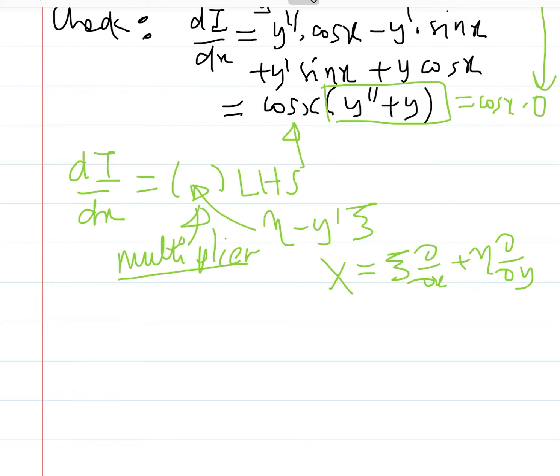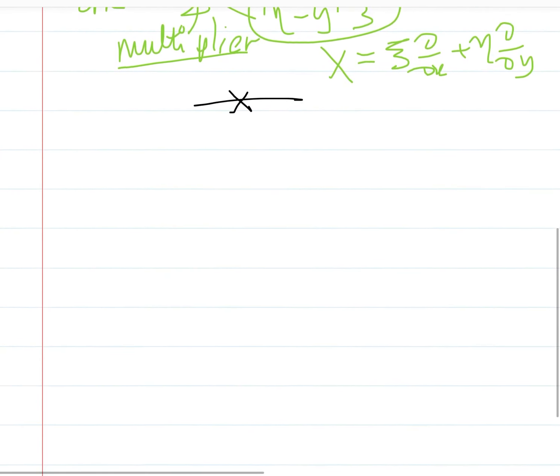And this, of course, you will see even in the proof of Noether's theorem, that dI dx equals eta minus y dashed xi multiplied by the curly E on L, where curly E on L is your Euler-Lagrange equation, and that equals 0. So that is one application of Noether's theorem.